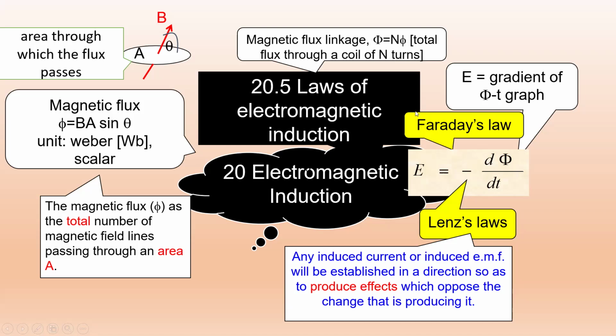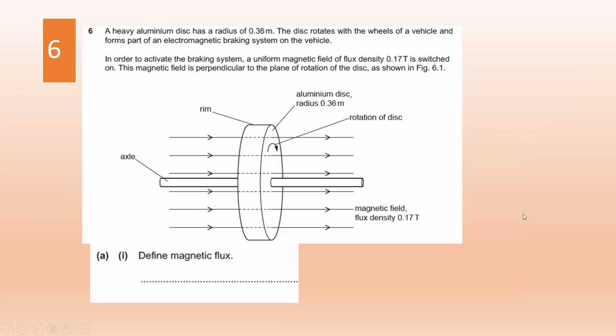Flux linkage, Faraday's law, and then Lenz's law, right? And then this is the gradient of phi over t graph. Okay, a heavy aluminum disc has a radius of 0.36 meter. The disc rotates with the wheel of a vehicle and forms part of an electromagnetic braking system on the vehicle.